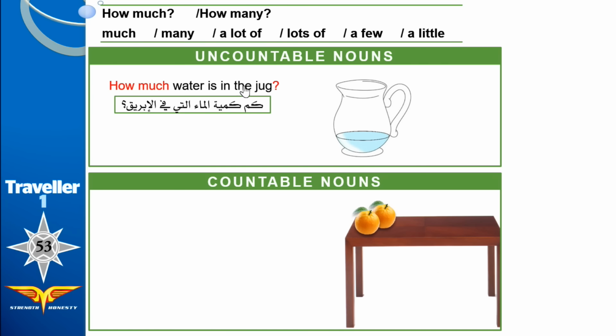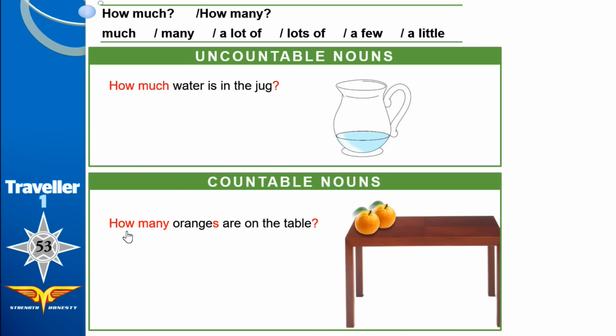How much water is in the jug? How much water? How many oranges are on the table? How many oranges? Okay, it's clear now that we use how much with uncountable nouns like water: how much water, how much milk, how much cheese, how much sugar, how much rice. How many with countable nouns? How many oranges? How many books? How many apples? How many cars?